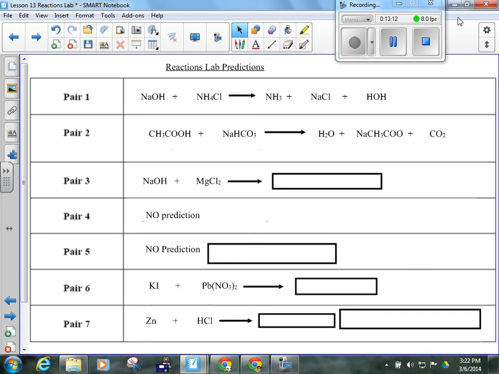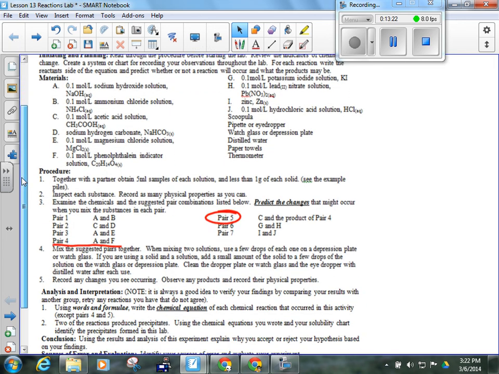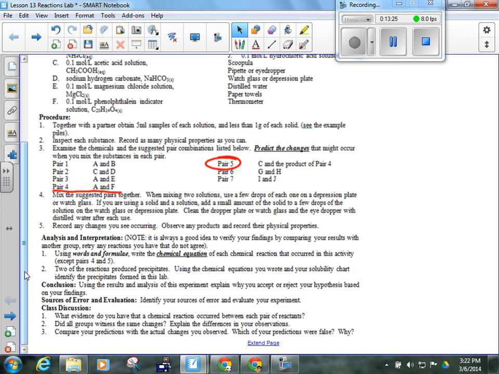Okay, you also probably noticed that in a couple of reactions you got precipitates. One of the analysis questions talks about those precipitates. Okay, so make sure that in question number 2 in the analysis here, it says 2 of the reactions produce precipitates using the chemical equations you wrote. Okay, and you probably predicted those ones correctly. Identify the precipitates formed in the lab. So look at your solubility chart, see which one of the products is not soluble.